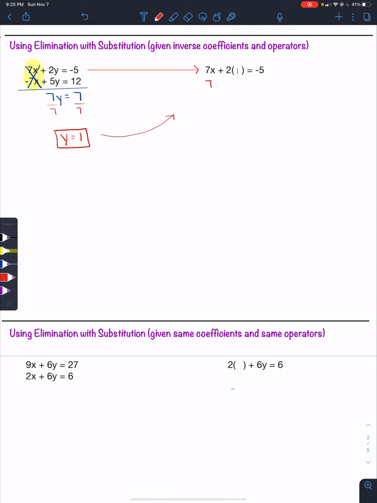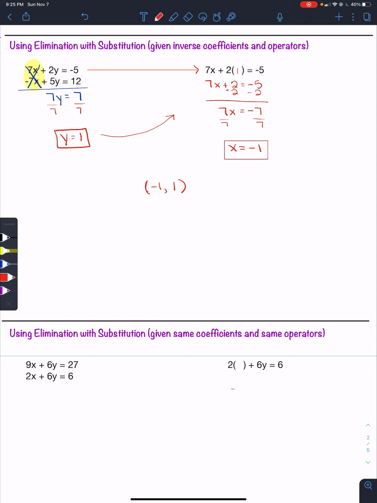So I've got 7x plus 2 equals negative 5. Subtract 2 from both sides. And we've got 7x equals negative 7. Divide both sides by 7, and we get x equals negative 1. Right? There was one solution on that one.